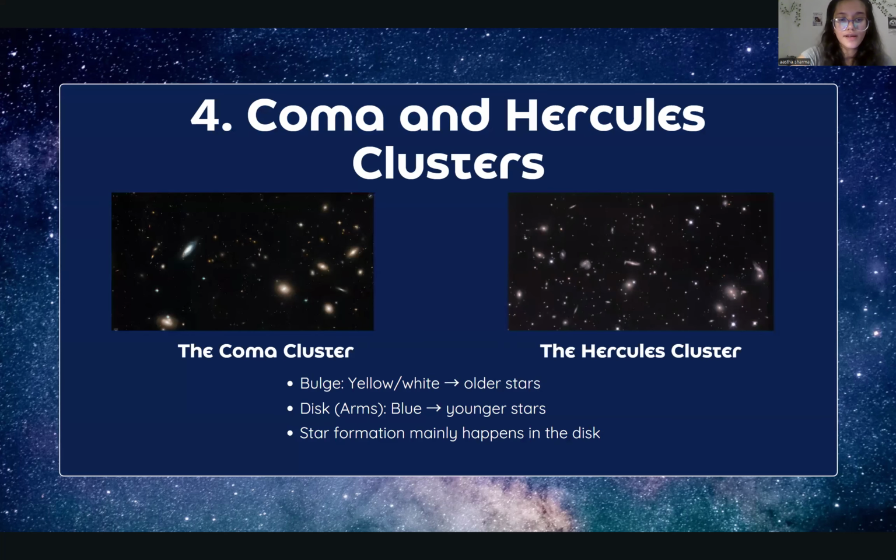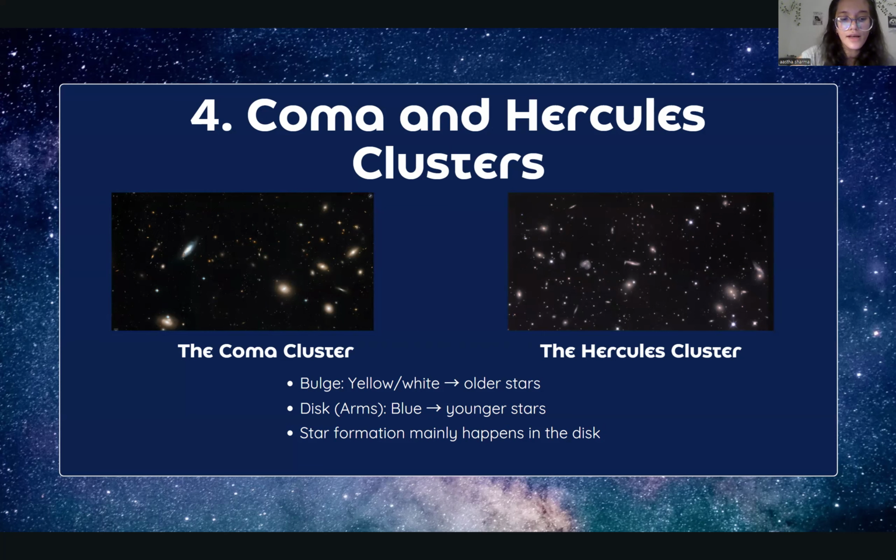Here is my answer for question 4. When observing the Coma and Hercules clusters, spiral galaxies were mainly found in blue colors, especially in the spiral arms, indicating young, newly formed stars. The central bulges, however, appeared yellow or white, showing older stars. In comparison, elliptical galaxies appeared mostly yellow or reddish, meaning they are made of older stars with little or no new star formation. Overall, spiral galaxies show active star formation, while elliptical galaxies are older and more passive.